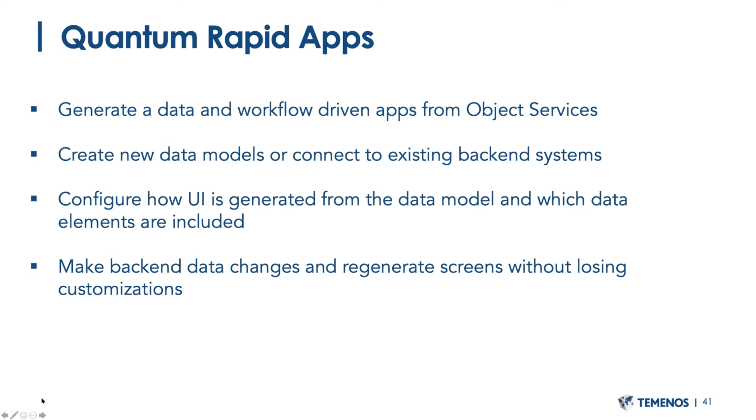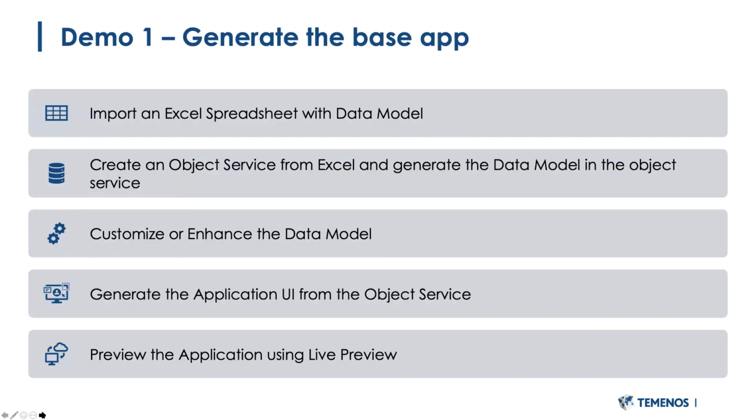So we will see this with three specific demos, right? So there are three demo scenarios that we are going to go through. The first one is just generating the base application. For this, what we're going to do is we're going to import an Excel spreadsheet which already has a data model created within that Excel spreadsheet. And we're going to create an object service out of the spreadsheet and generate a data model. And then we're going to enhance this data model and generate the application UI from it. And then we'll finally preview this using our live preview.